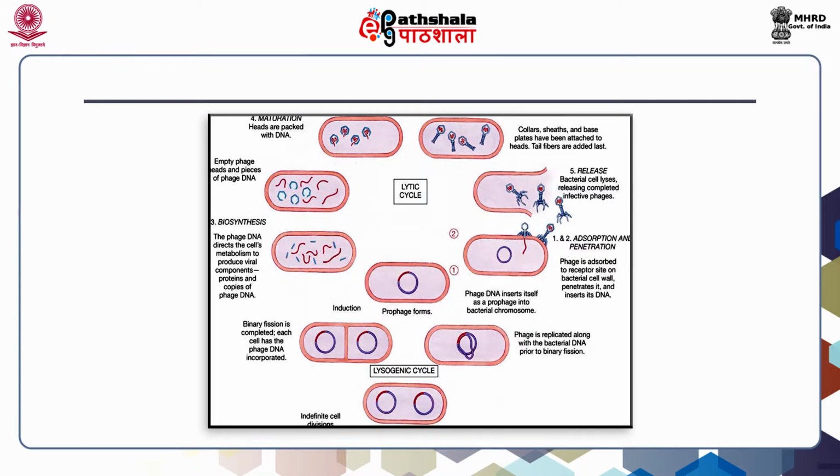In the lysogenic cycle, after the adsorption and penetration, the phage DNA inserts itself as a prophage into the bacterial chromosome. The phage replicates along with the bacterial DNA prior to binary fission. Indefinite cell divisions take place, the binary fission is completed and each cell has phage DNA incorporated. After induction, the prophage forms.